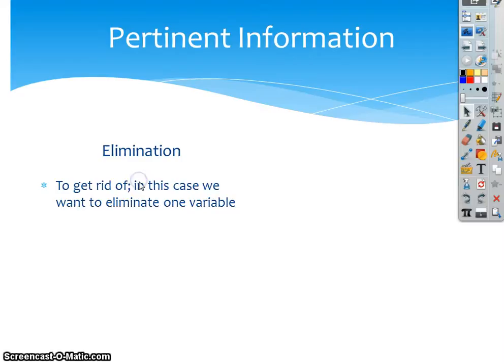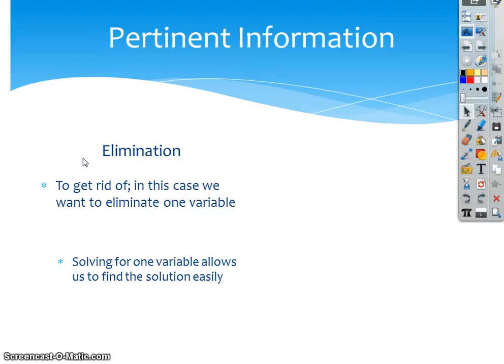Elimination simply means to get rid of. In this case, we want to get rid of one variable, either the x or the y most often. And we want to do that because solving for one variable allows us to find the solution pretty easily. We know how to solve in one variable. We're going to use those skills today to help us.